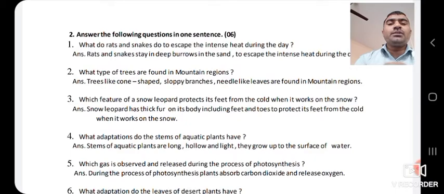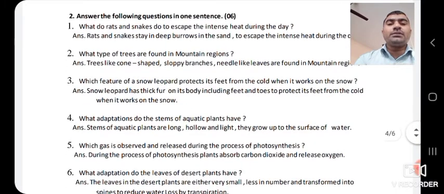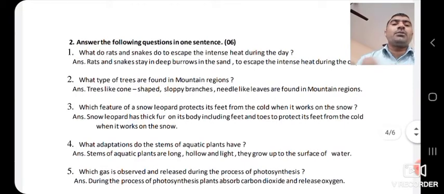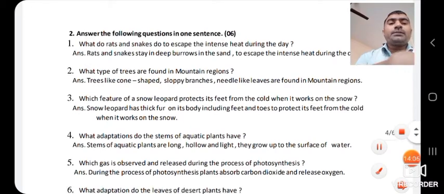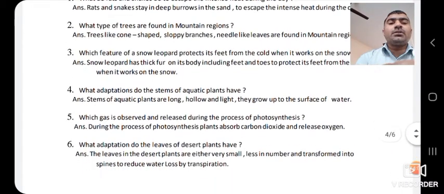Which gas is absorbed and released during the process of photosynthesis? During the process of photosynthesis, plants absorb carbon dioxide and release oxygen.